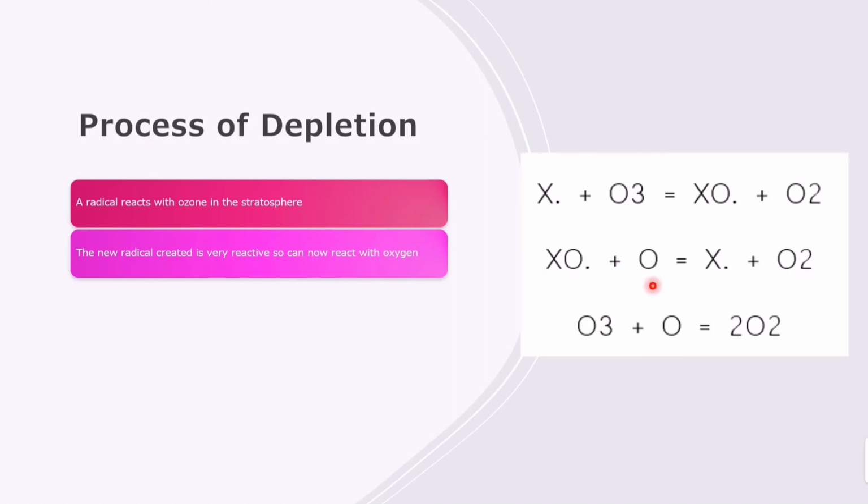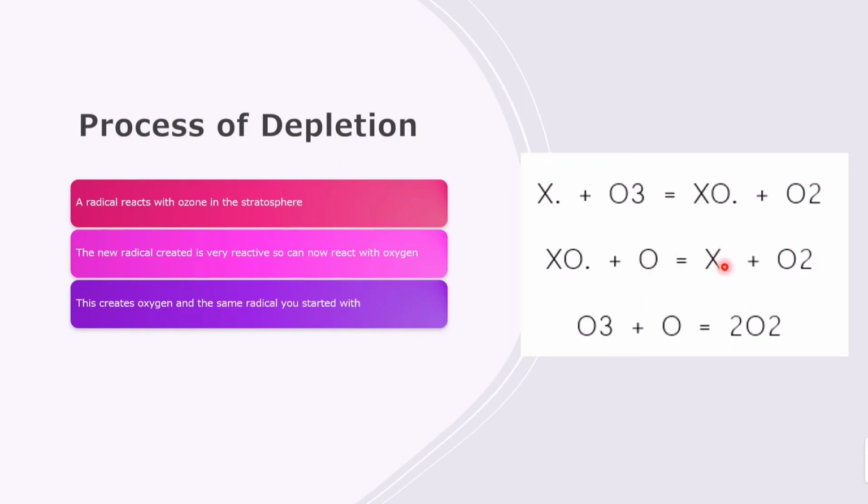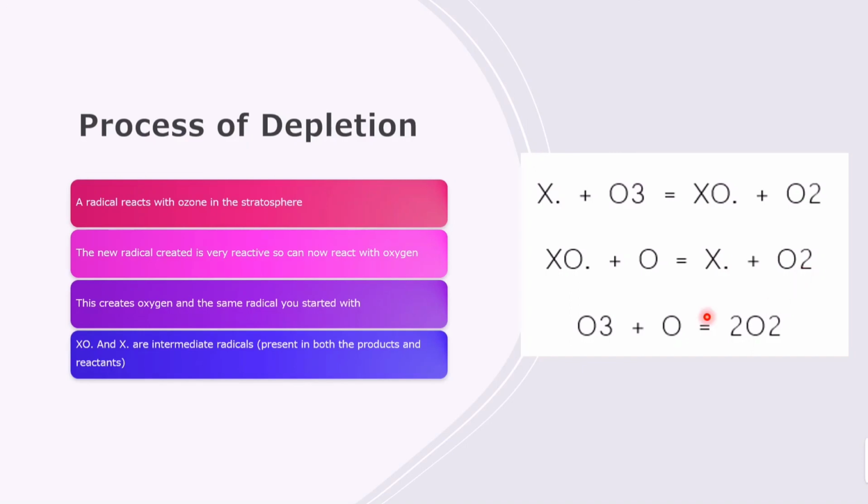So the reaction we saw in the previous slides, the reversible reaction between ozone and its reactants. This could be one of those oxygen atoms, and now, instead of going on to react with another dioxygen molecule to reform our ozone, it's instead going to react with our new radical. And so then we get out the same radical we started with. So we get back this radical that we had in our initial reaction, and we also get another dioxygen molecule. So this is really important because both of these radicals that we have created are intermediate radicals, so they're present in both the products and the reactants.